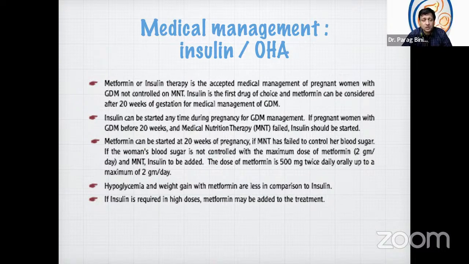In general, insulin has always been the first drug of choice, and metformin can be considered after 20 weeks of gestation for medical management of gestational diabetes mellitus. Now, insulin can be started at any time if the medical nutrition therapy fails. And we also have to understand that hypoglycemia and weight gain with metformin are less noted compared to insulin. And if insulin is required in high doses, we may have to add metformin at a later date.